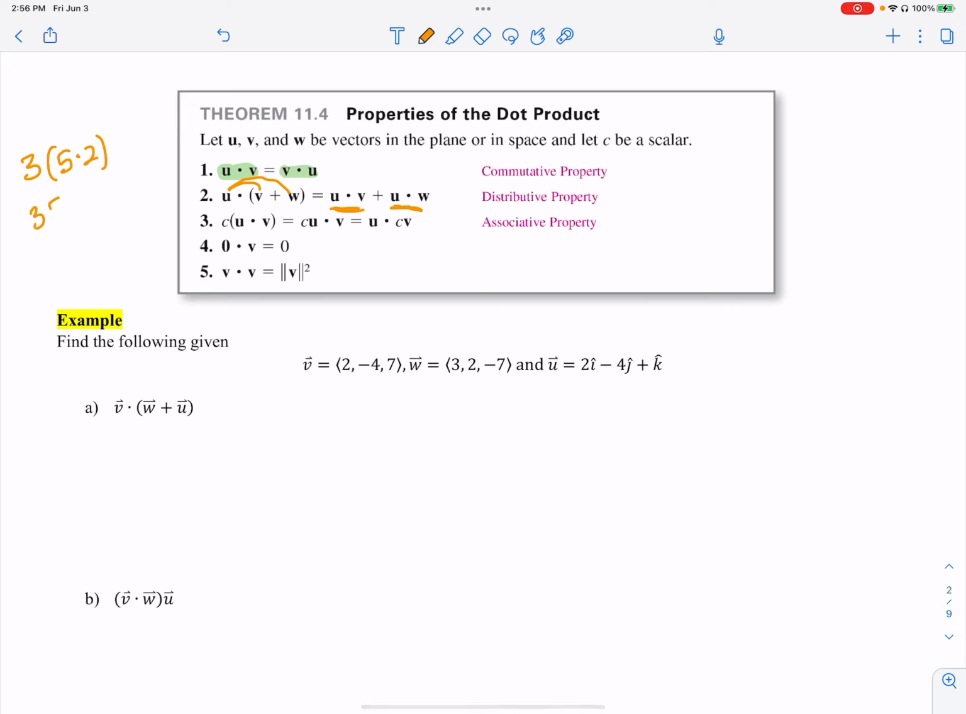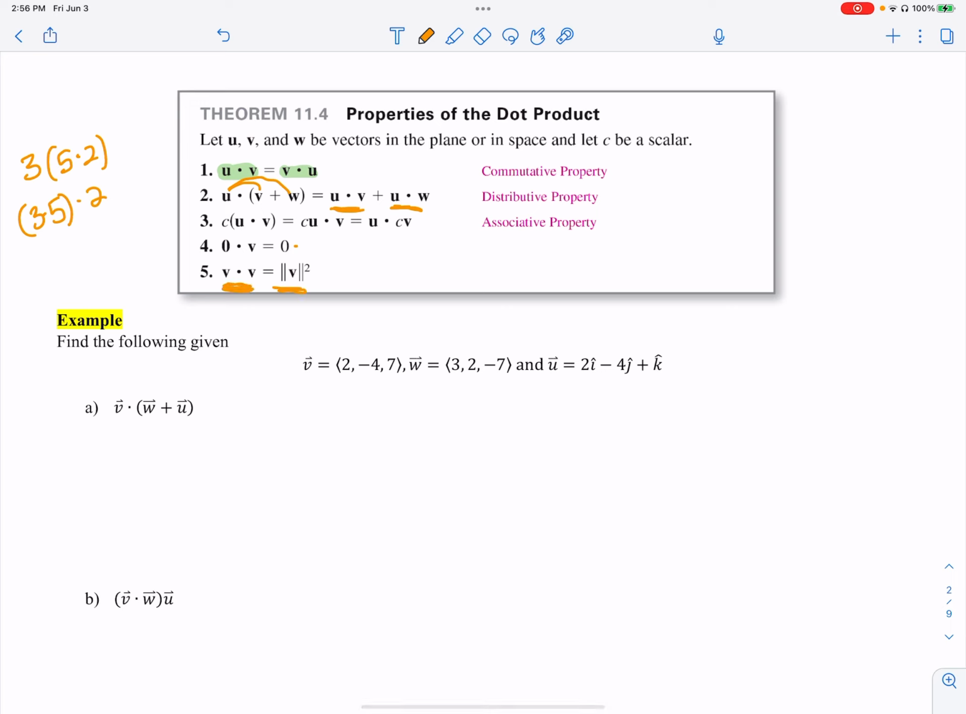But I could do this in any order, right? I could do this instead. That's what that's saying, but just with a c and two vectors. Zero times a vector dotted with a vector is the 0 vector.